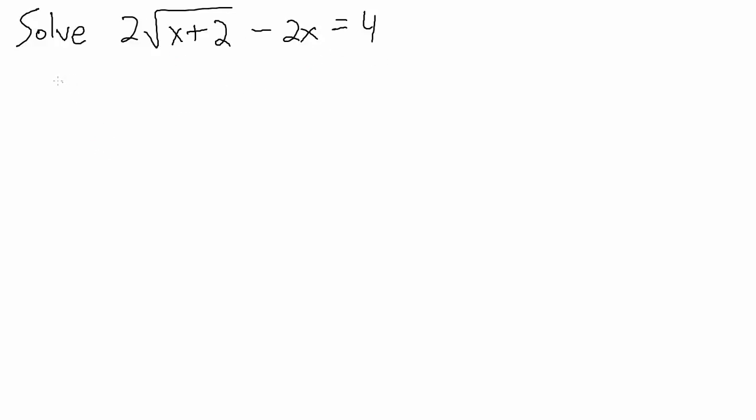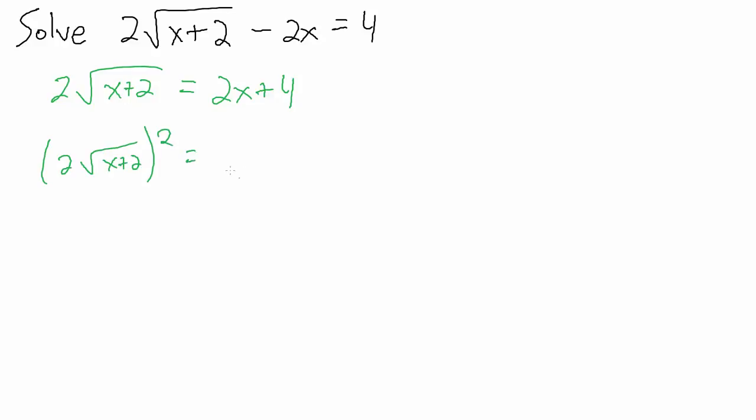So that's going to give us 2 times the square root of x plus 2. And then since we add 2x to both sides, we get 2x plus 4 on the right-hand side. Okay. Now from here, there are actually a couple different things we could do. One is right now we could square both sides. Okay, so if we square both sides, then that's going to give us the quantity 2 root x plus 2 squared equals the quantity 2x plus 4 squared.